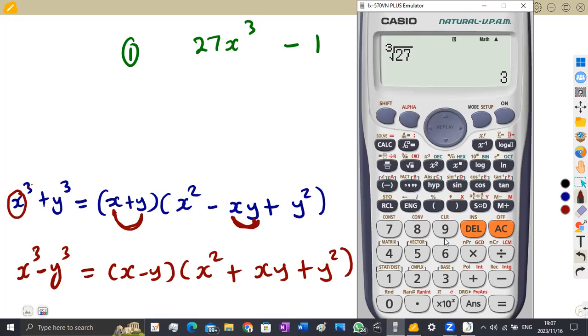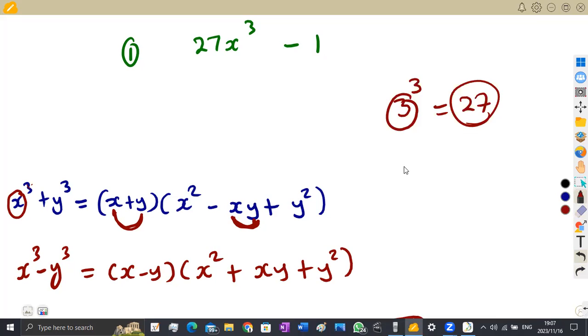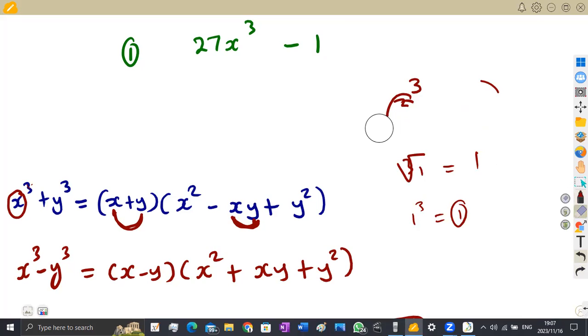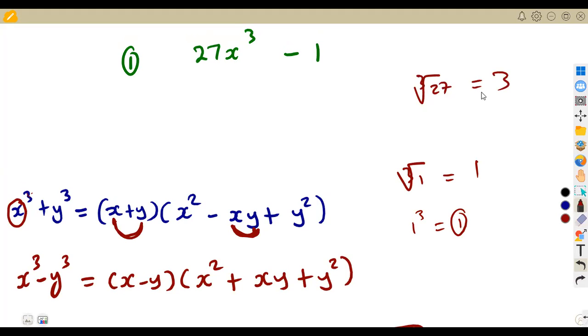Let us test on our calculator. 3 to the exponent of 3 is equal to 27. The same thing, you go to this one, you do the same thing, you find the cube root of 1 in this case, which is going to give you a 1. So it means if the cube root of 1 is equal to 1, that 1 to the exponent of 3 must give us a 1. Just like what we saw, that the cube root of 27 is a 3. So it means 3 to the exponent of 3 must give us 27. It must be equal to 27, just like what we saw.